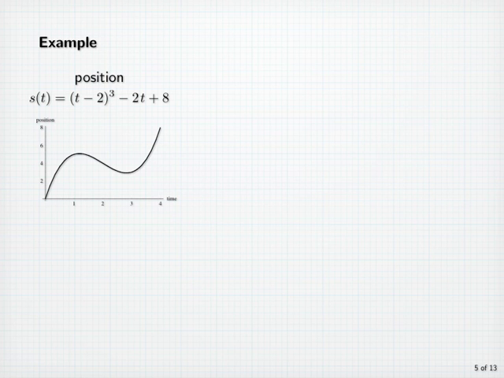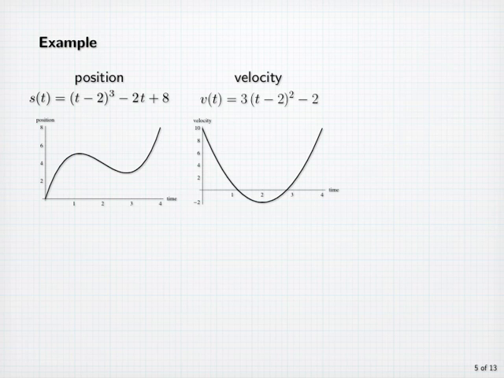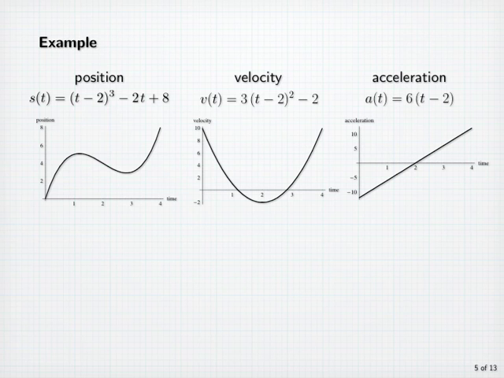Example. Let's consider the same position function that we encountered in a previous example, (t minus 2) cubed minus 2t plus 8, whose graph is shown here. Velocity is just the derivative of position, 3 times (t minus 2) squared minus 2. And so the acceleration, a of t, equals 6 times (t minus 2), which is just a linear function.